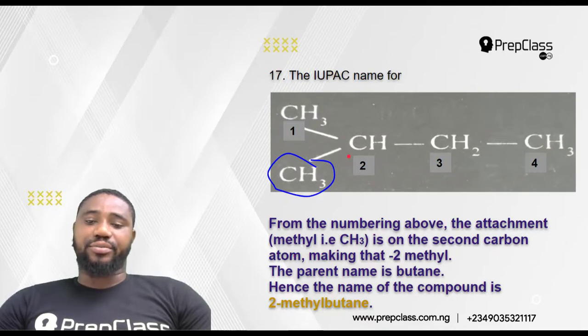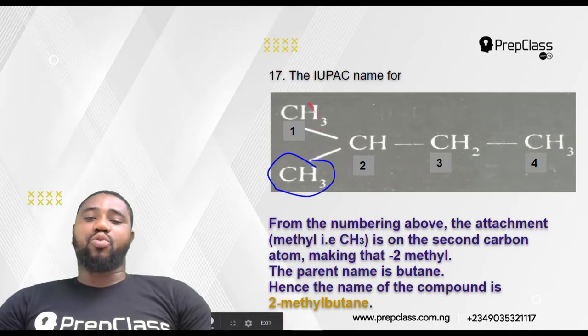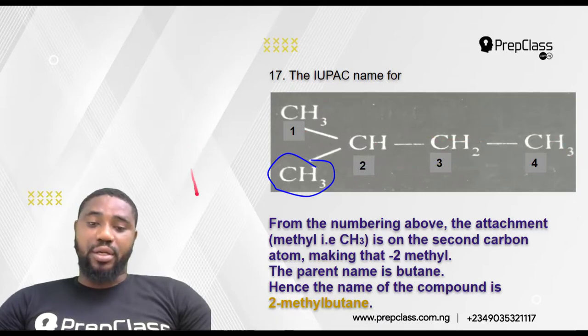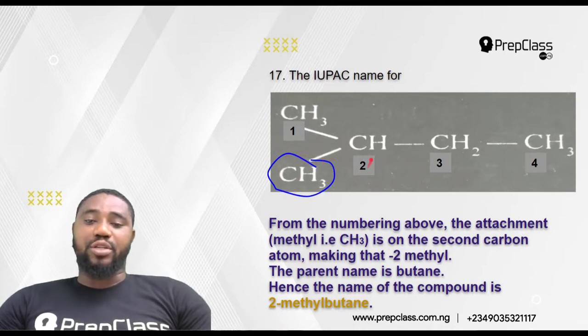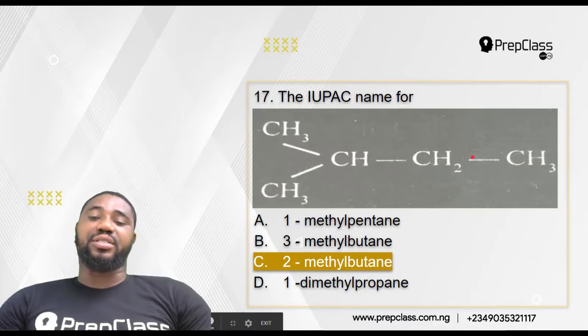You can see it is here, making that 2 methyl, 2 being the second carbon atom, 2 methyl. The parent name is butane. This is 1, 2, 3, 4. This is an alkane, no double bond. So it's an alkane, and 1, 2, 3, 4, 4 carbon atoms is butane. So the parent name is butane, hence the name of the compound is 2-methyl butane. 2-methyl, look at the 2 here, second carbon atom, methyl, the attachment, butane, parent compound. So that's 2-methyl butane, and our correct answer is C, 2-methyl butane.